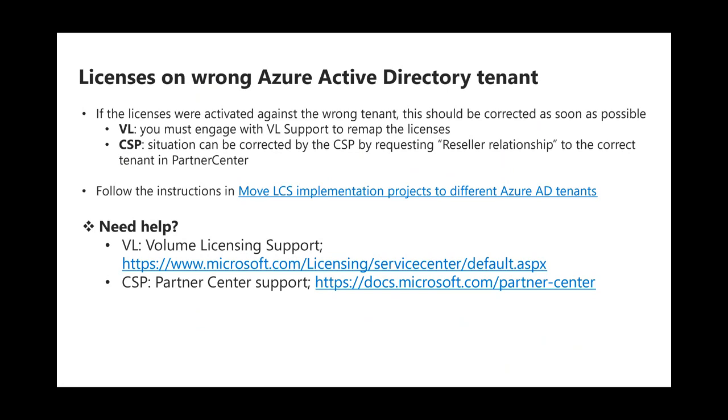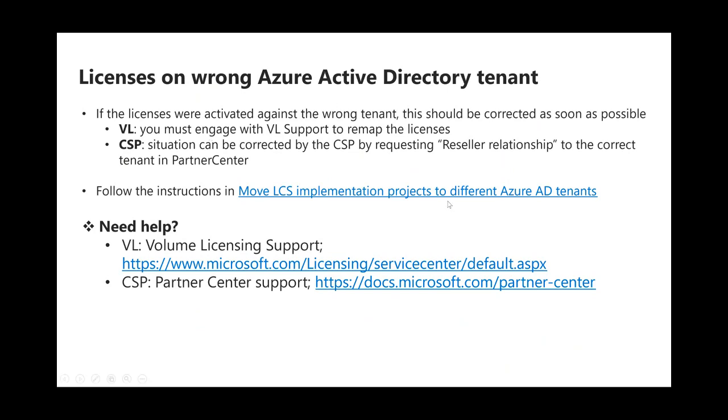In case of CSP, it's easier because then you already have the license on the old tenant, and the partner can then request a reseller relationship with the right tenant, and you can do all the work, and then they can suspend the licenses on the wrong tenant. But do follow the instructions here.